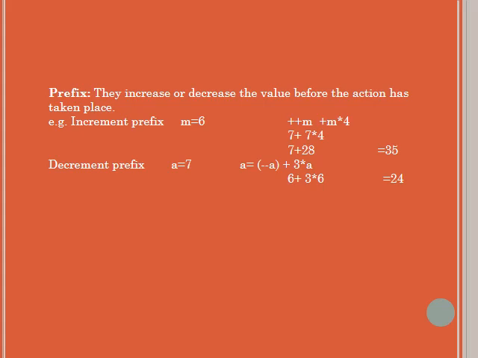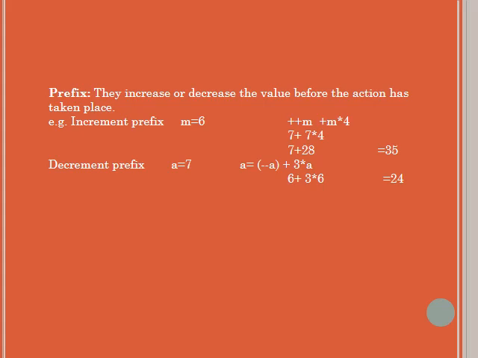Example of increment prefix: the value of m is 6. The expression given here is ++m + m * 4. The m value is 6, and when we use this value in the expression, it becomes 7. So 7 + 7 * 4. First of all we solve the multiplication: 7 * 4 is 28, plus 7, and the answer will be 35.